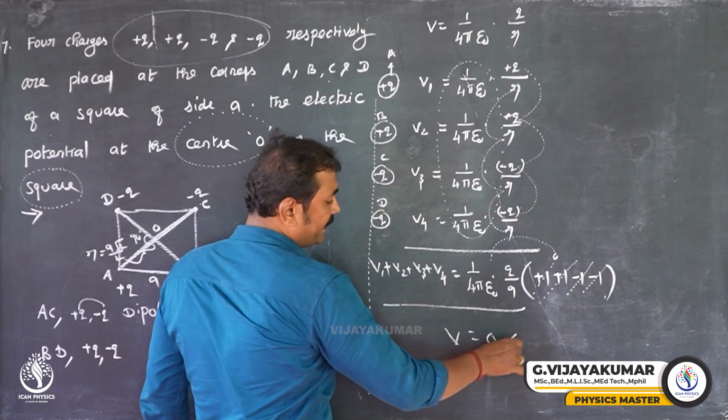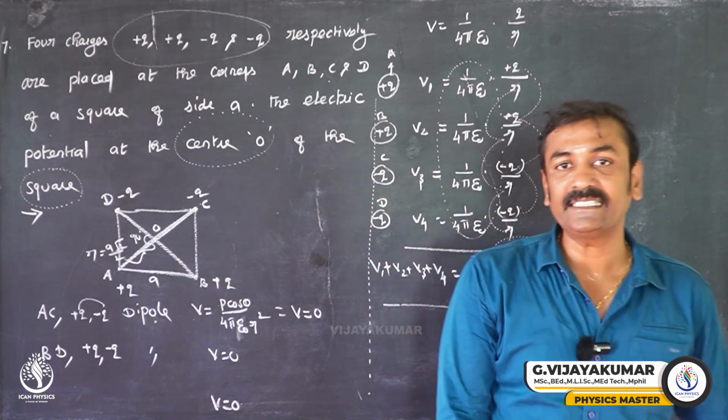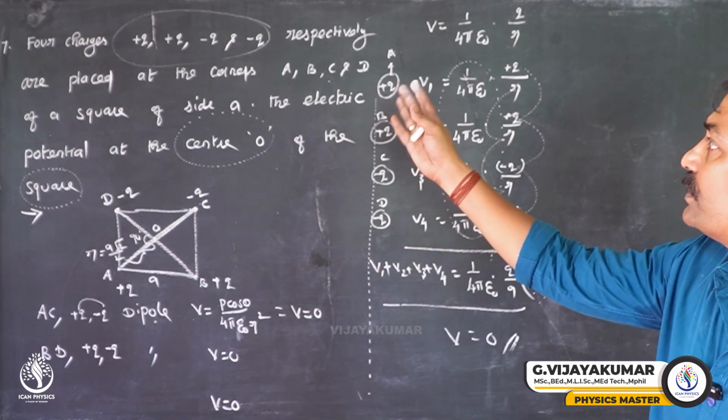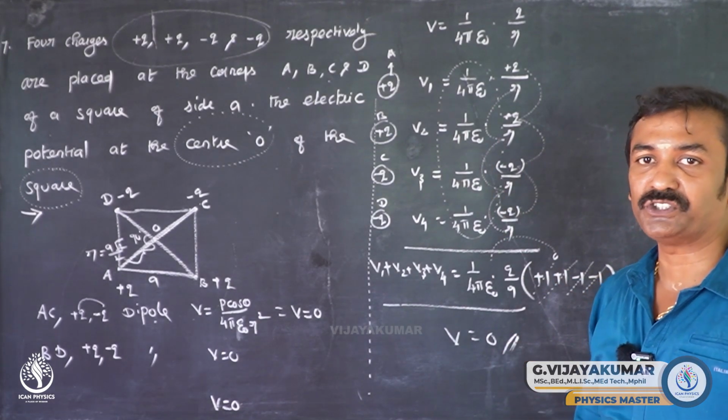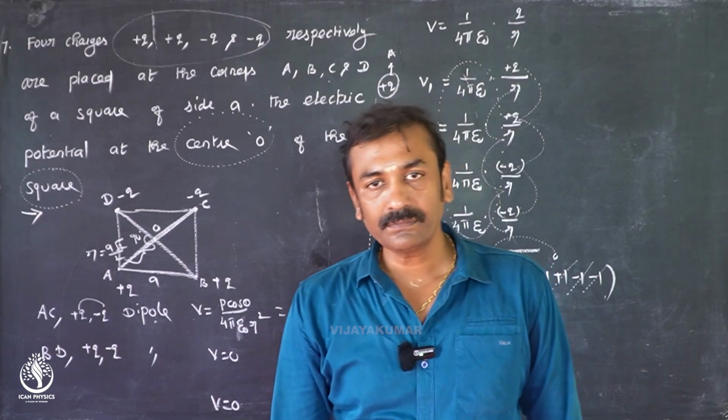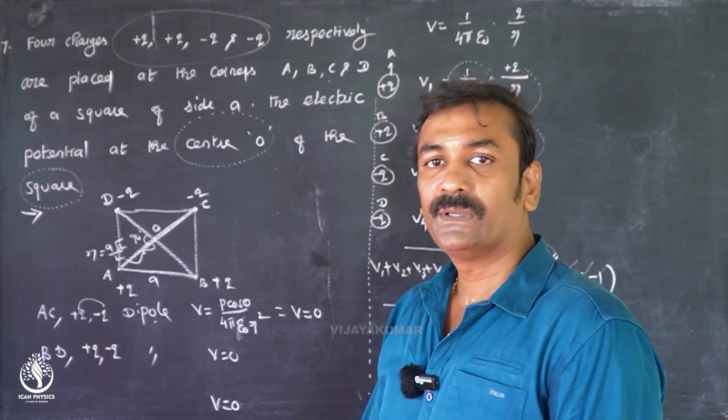So the net potential at the center of the square, by the +Q, -Q charge configuration, is zero. Okay, do you get it now? Do you have any doubts? Okay, no doubt.